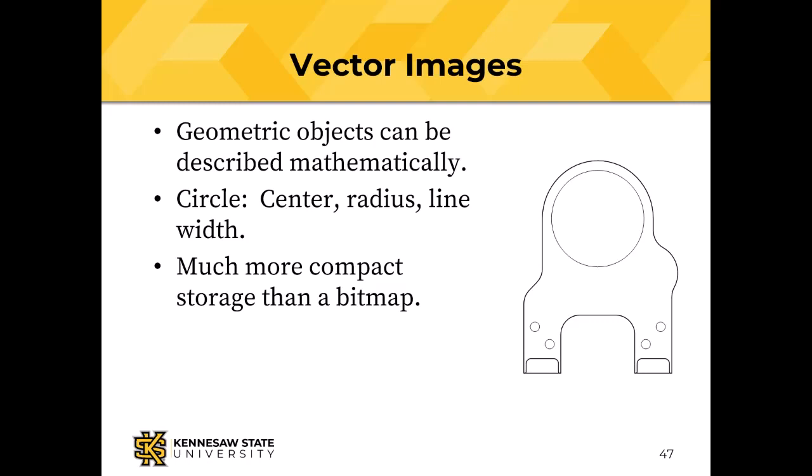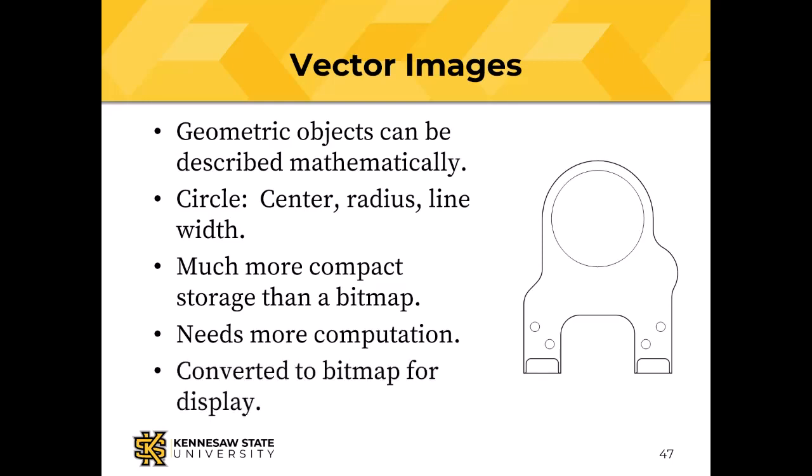I can get much more compact storage than with a bitmap, but I'm not getting a free lunch. I end up using more computation, both to generate and to store those vector images. The vector image format that you're most likely to have run into is SVG, Scalable Vector Graphics. Vector images need to be converted to bitmaps for display, and that requires even more computational resources.